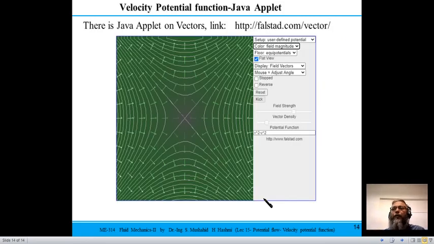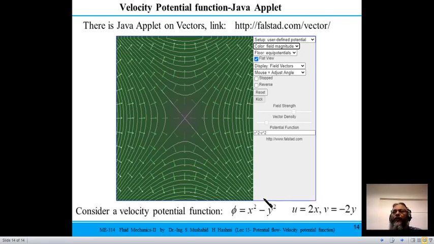Now we can do the same thing using this Java applet, and I will show you how we can plot those velocity potential functions. We take an example where phi is x squared minus y squared. To get u, differentiate phi with respect to x, so the derivative would be 2x, and to get v, differentiate with respect to y, so the derivative would be minus 2y. So this is a velocity field, this is a velocity potential function, and we can see that in the software as well.